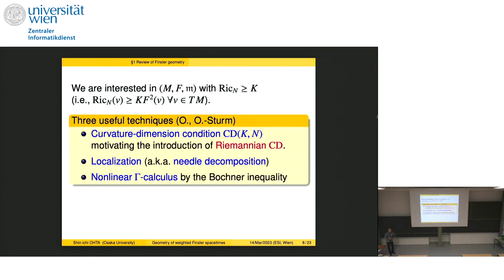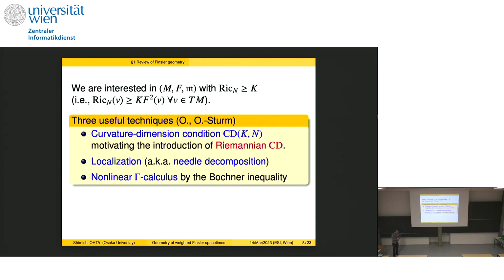This is a very successful theory in analysis and probability by Bakry and his collaborators, and we can also extend this to the Finsler case. And in the gamma calculus, the most important ingredient is the Bochner inequality. In the Finsler case, the Laplacian is non-linear, but we can somehow modify the Bochner inequality into the Finsler case. It was done by Mathias Braun too. And then we can develop some kind of nonlinear analog of the gamma calculus in the Finsler case.